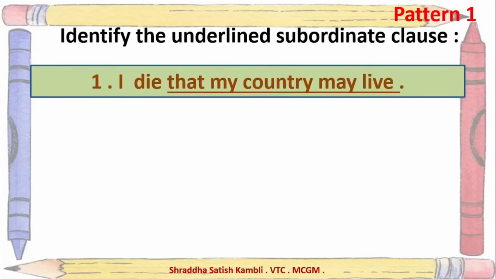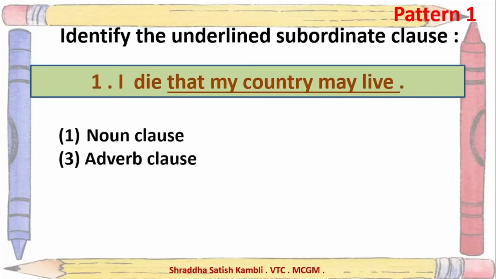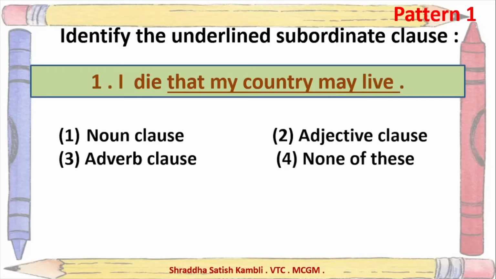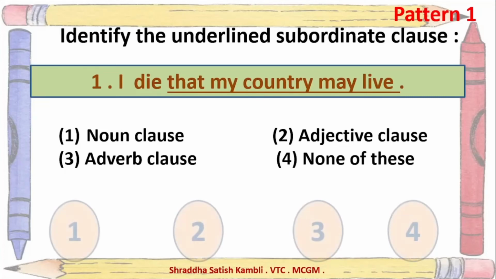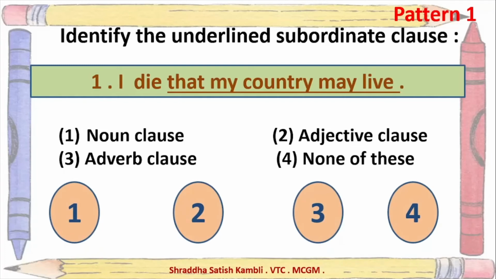Question 1, I die that my country may live. Now let us look at the options. So that my country may live, is it a noun clause, adjective clause, adverb clause, or none of these? Which one is it? 1, 2, 3, 4? Yes, it is the third one. I die. Why? Dying here is the verb. Why will I die? So that my country may live. So it is an adverb clause.